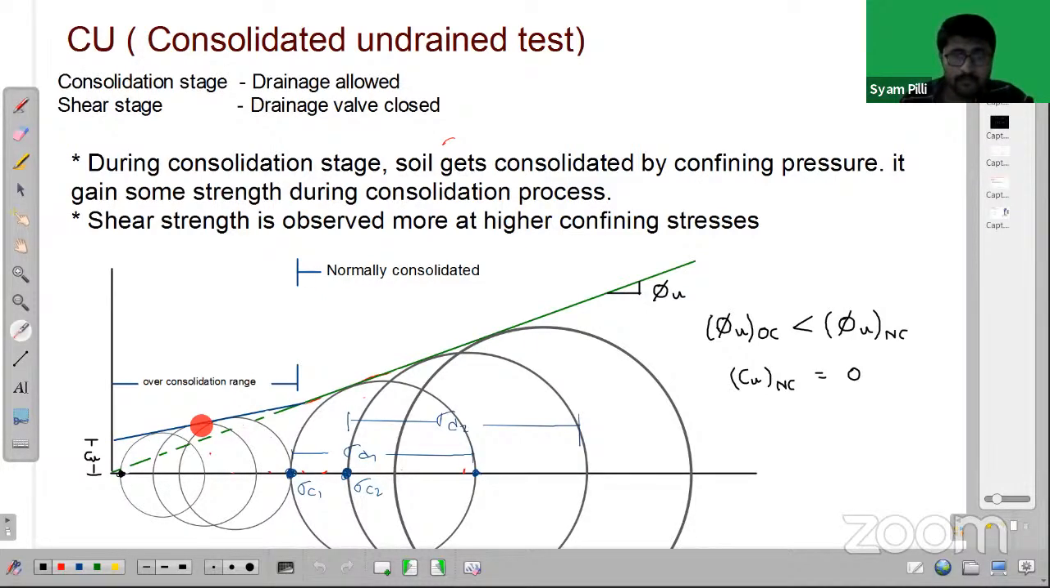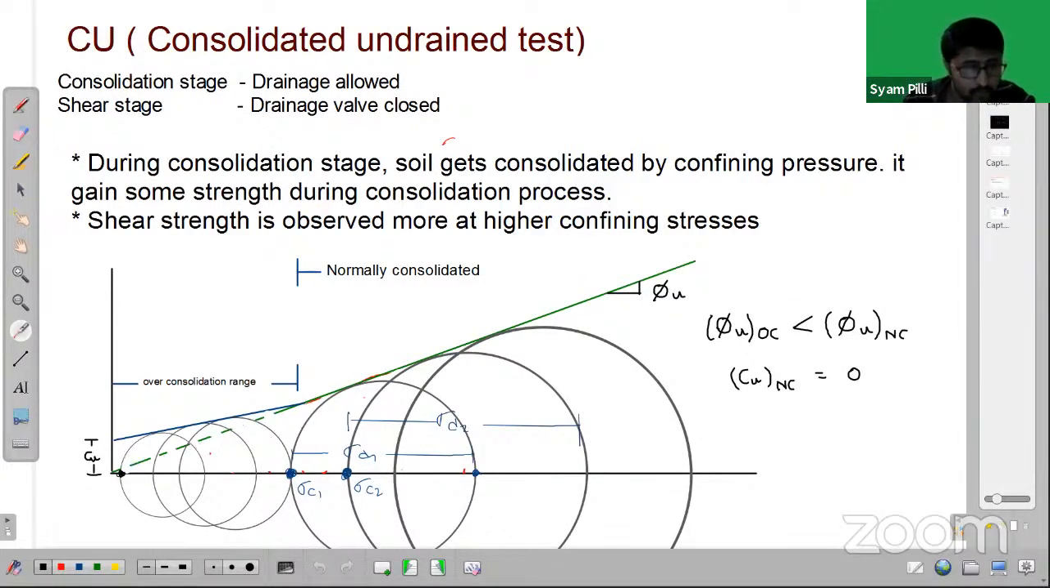So this failure envelope will be something looks like this for over consolidated clays, right? So at smaller stresses, this behaves as an over consolidated clay. And when you are increasing the confining pressure beyond the pre-consolidation pressure, उसका बाद this behaves as a normally consolidated clay. So then the failure envelope will be something looks like this, right? So this is the failure envelope for over consolidated clay. This is the failure envelope for normally consolidated clay.